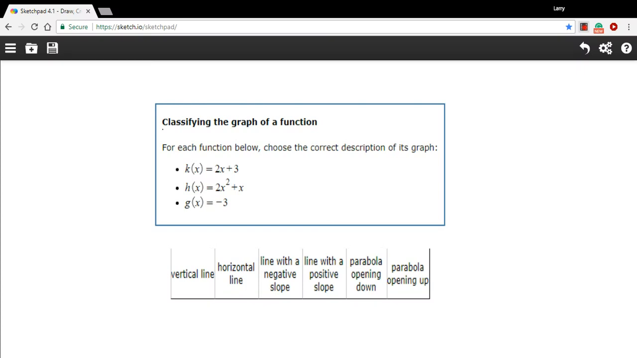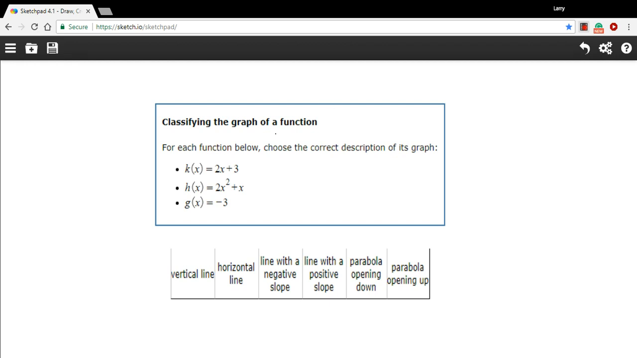In this problem, we're being asked to classify the graph of a function. That is, to tell what is it. Is it a vertical line, a horizontal line, a line with a negative slope or a positive slope? Is it a parabola? And if it's a parabola, does it open upward? Does it open downward? So these are all the categories that we're being asked to look at here.